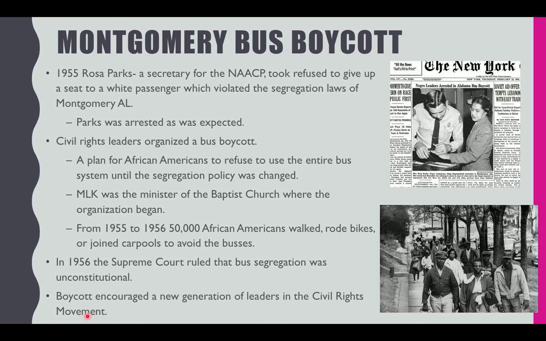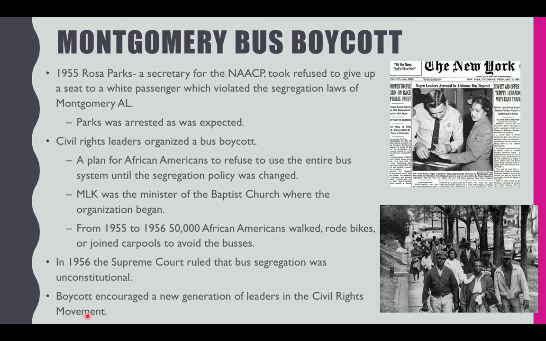Also, a part of the civil rights movement, we're going to see the Montgomery bus boycott. You guys have heard of this one before. This is not news to you. In 1955, you have Rosa Parks, who, background information, was a secretary for the NAACP, a civil rights activist group. She is going to refuse to give up her seat to a white passenger, which broke the segregation laws in Montgomery, Alabama, on the buses, and she was arrested.